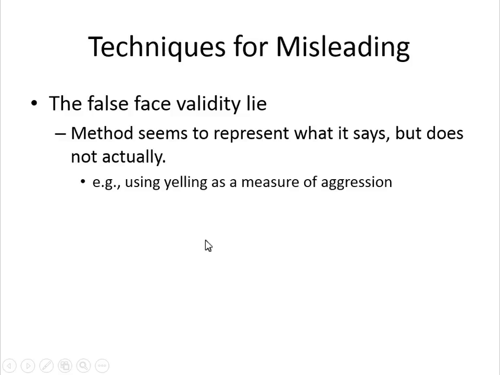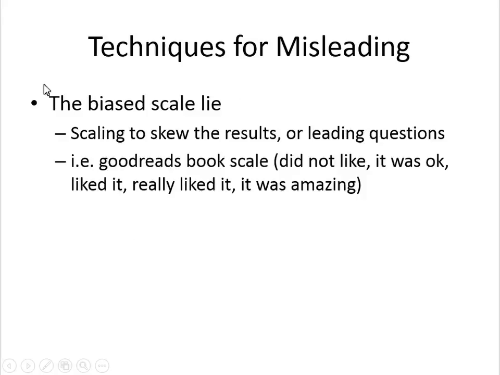So the false face validity lie has to do with the scale that's being used to represent the data. So it's not really a chart problem, right? But it's a problem where, when you see it on a chart, it'll look like it's correct, but it's not. It's a design problem, yes, but then when it's graphed, it's made worse.